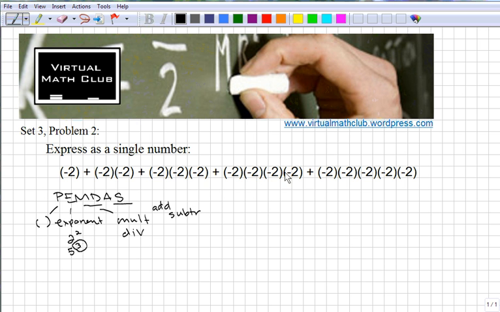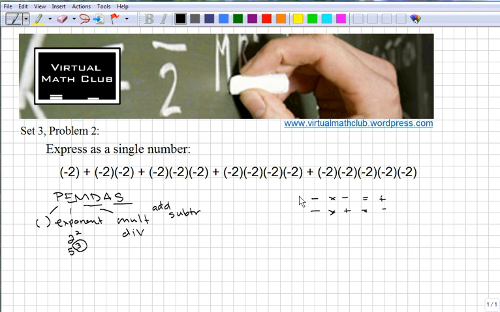And another thing you need to know to be able to solve this is how to multiply a negative times a negative. Whenever you multiply a negative times a negative, you get a positive number. If you multiply a negative times a positive, you're going to get a negative number. So you need to know that as well, and then you can solve the problem.